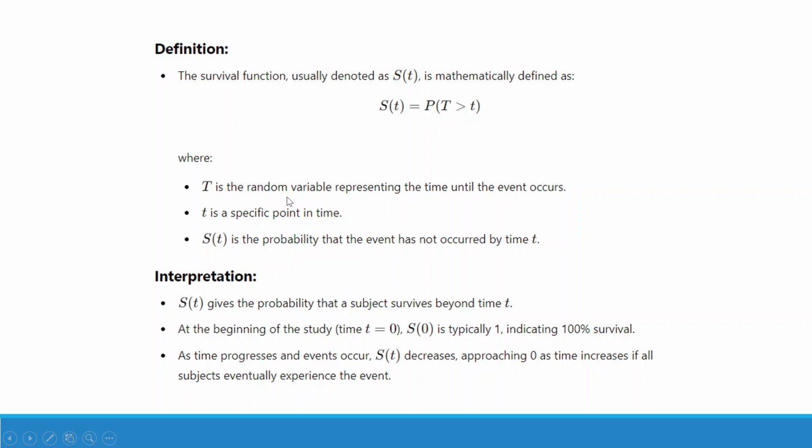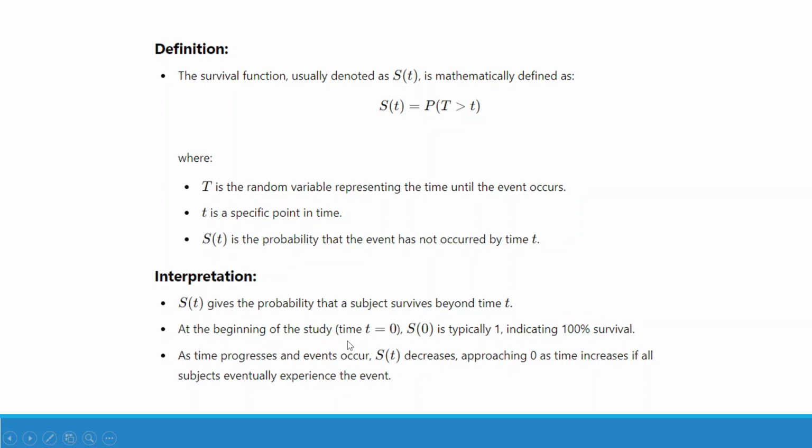Here, capital T is the random variable representing the time until the event occurs. Small t is a specific point in time. S(t) is the probability that the event has not occurred by time t. Interpretation: S(t) gives the probability that the subject survives beyond time t.